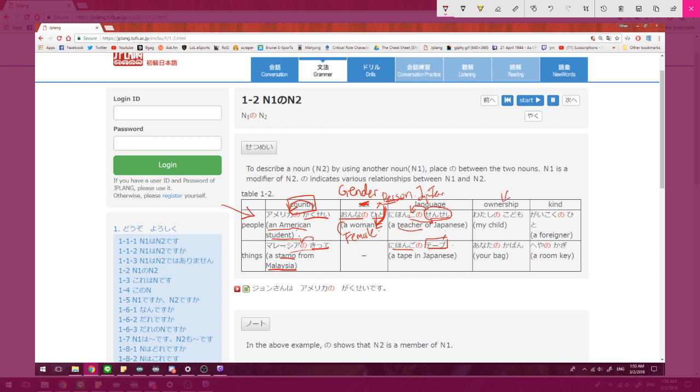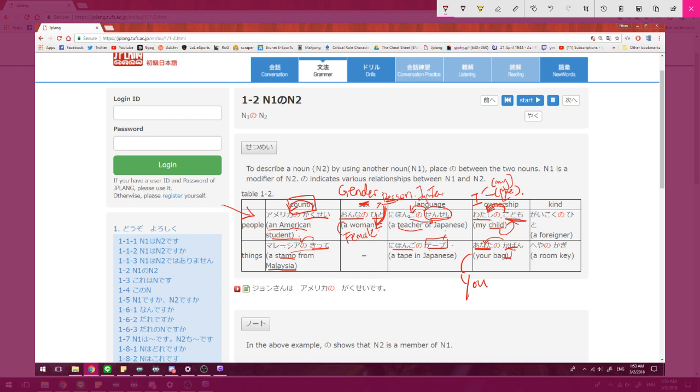Then we have ownership, right? Which is what we've seen just now. For example, kodomo means child, okay? So if you say watashi no kodomo, then you're saying that this is my child because it belongs to you. Because watashi means I, right? Which is technically my, which is technically me. Okay? And then anata means you. So kaban is bag. So kaban, that belongs to you. So your kaban.